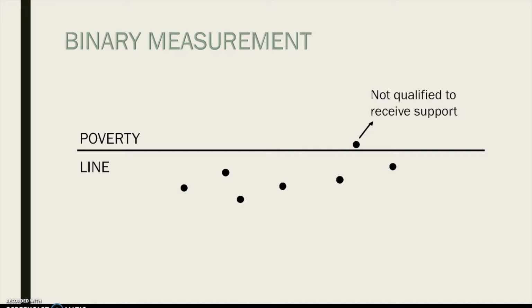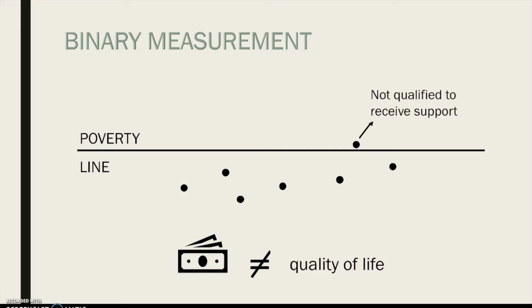The OPM is also a binary measurement, meaning that someone who falls only a couple dollars above the poverty line would not receive any government support. Finally, the focus of the OPM is all about the dollars, but poverty is also about quality of life. We cannot tell someone's quality of life from the number of dollars in his or her pocket.